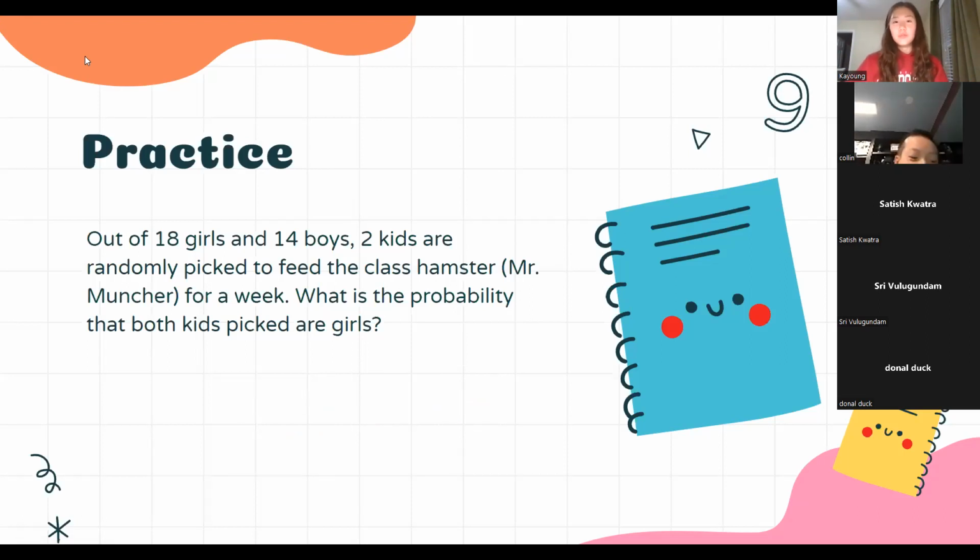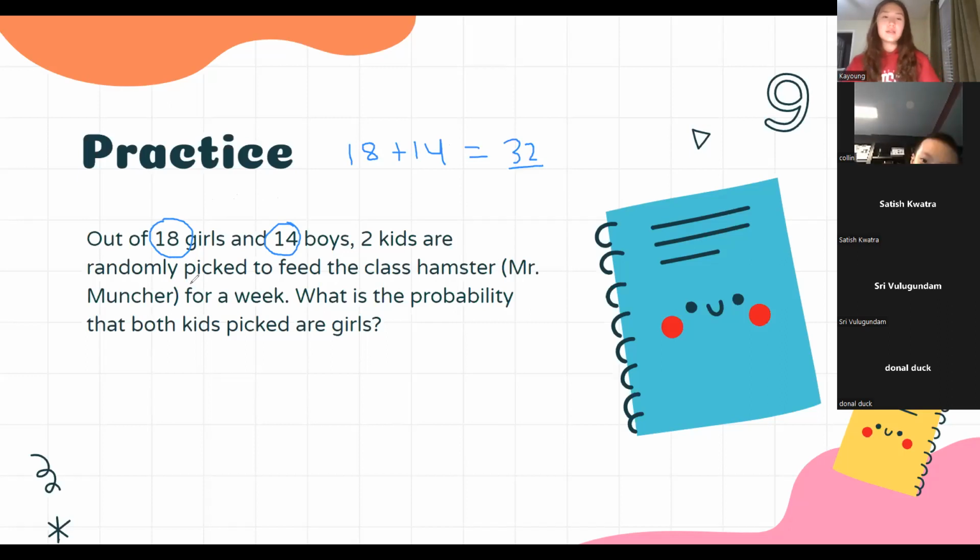Okay, so let's go a little slower. There's 18 girls and 14 boys in a class, okay? So in total, how many kids are in the class? Well, in total, there's 18 plus 14 or 32 kids. 18 of them are girls, 14 of them are boys. And then out of them, 2 of the kids are randomly picked to feed the class hamster, okay?